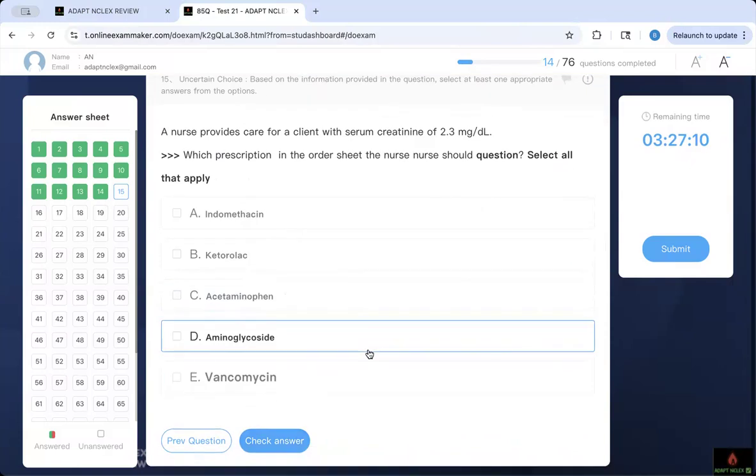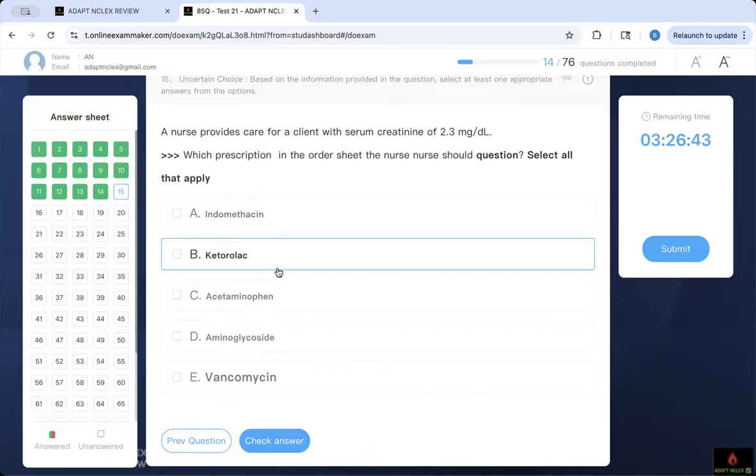Number 15. A nurse provides care for a client with a serum creatinine of 2.3. Which prescription in the order sheet should the nurse question? Select or apply. Creatinine of 2.3, renal insufficiency. You should not give them any medication that will affect the kidney.